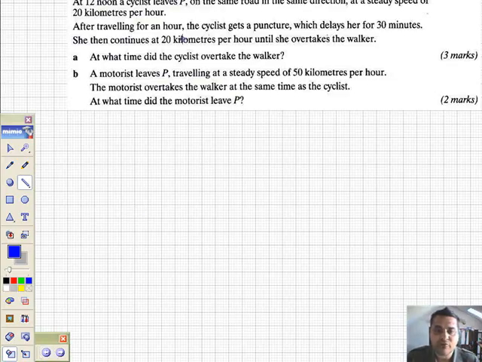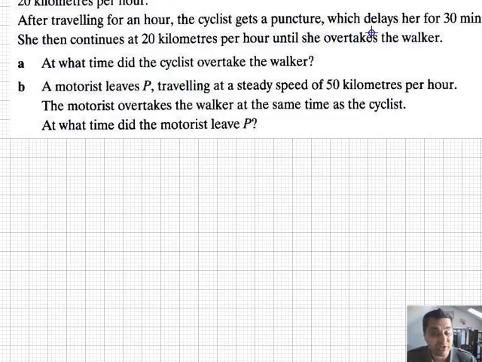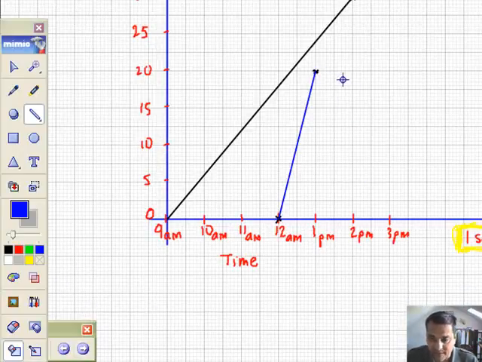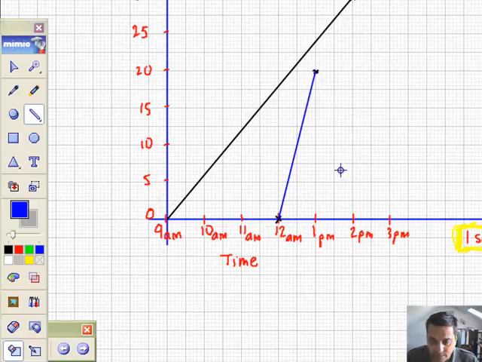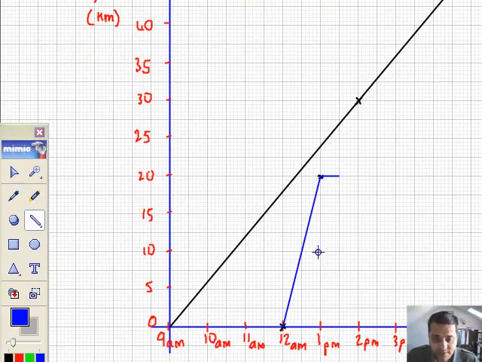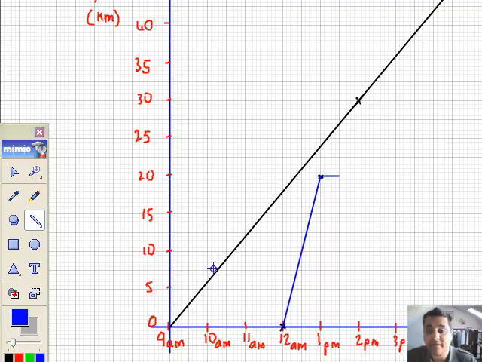After travelling for an hour, the cyclist gets a puncture, which delays her for half an hour. So she can stay where she is for half an hour. So let's do half an hour. Half an hour is from 1 to 1:30, isn't it? So if I do a little join like that, that's what she's now doing. So she's done 20 kilometers per hour for just the first hour, and then stops for half an hour.